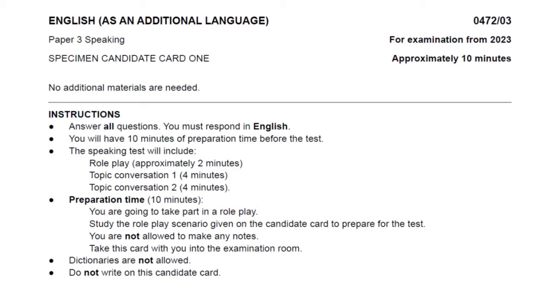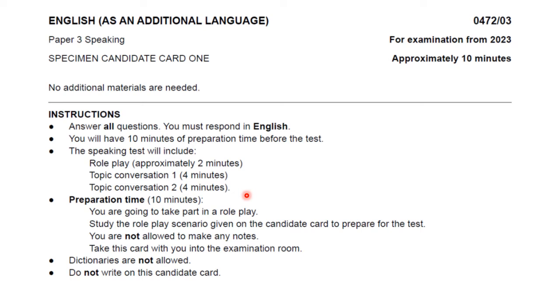Paper 3, as I told you, is out of 40, and it's only a 10-minute exam. It takes only 10 minutes. We have a role play at the beginning and then 2 conversations. So the role play will take 2 minutes, the first conversation will take 4 minutes and the second one 4 minutes. Even if you don't speak at all, they'll keep on talking. Again, I will explain the exam details in our first lesson.